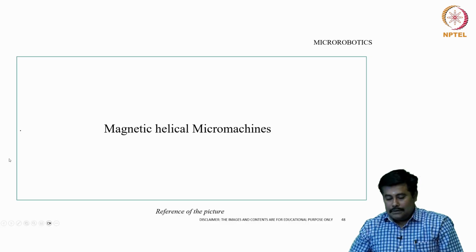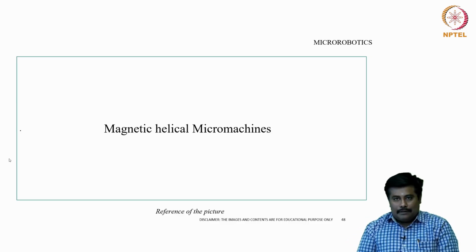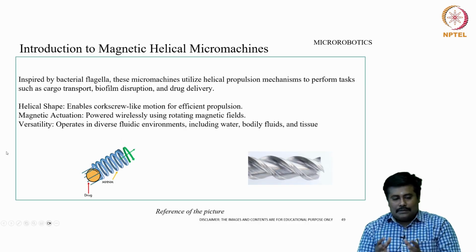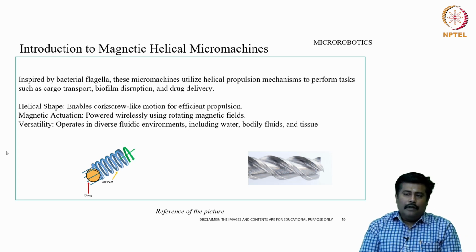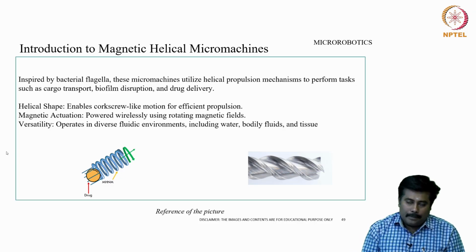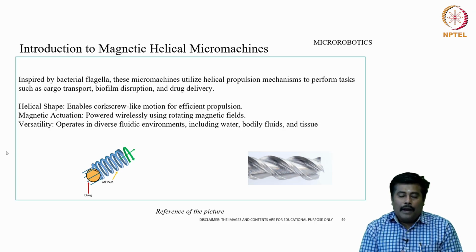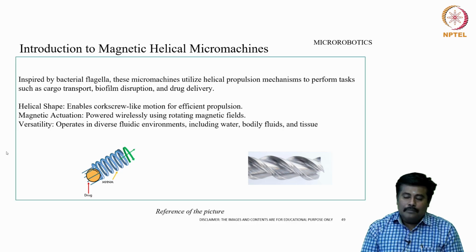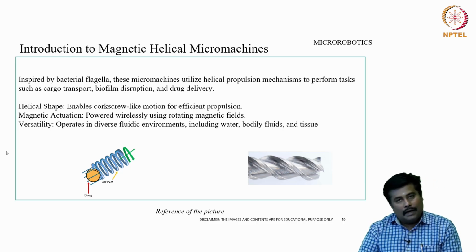Now, let us discuss one of the key aspects, called magnetic helical based micro machines. These magnetic helical based micro machines are a kind of system effectively used for displacement related applications. Such systems are inspired by bacterial flagella, and these micro machines utilize a helical propulsion mechanism to perform tasks such as cargo transport, biofilm disruption and drug delivery.